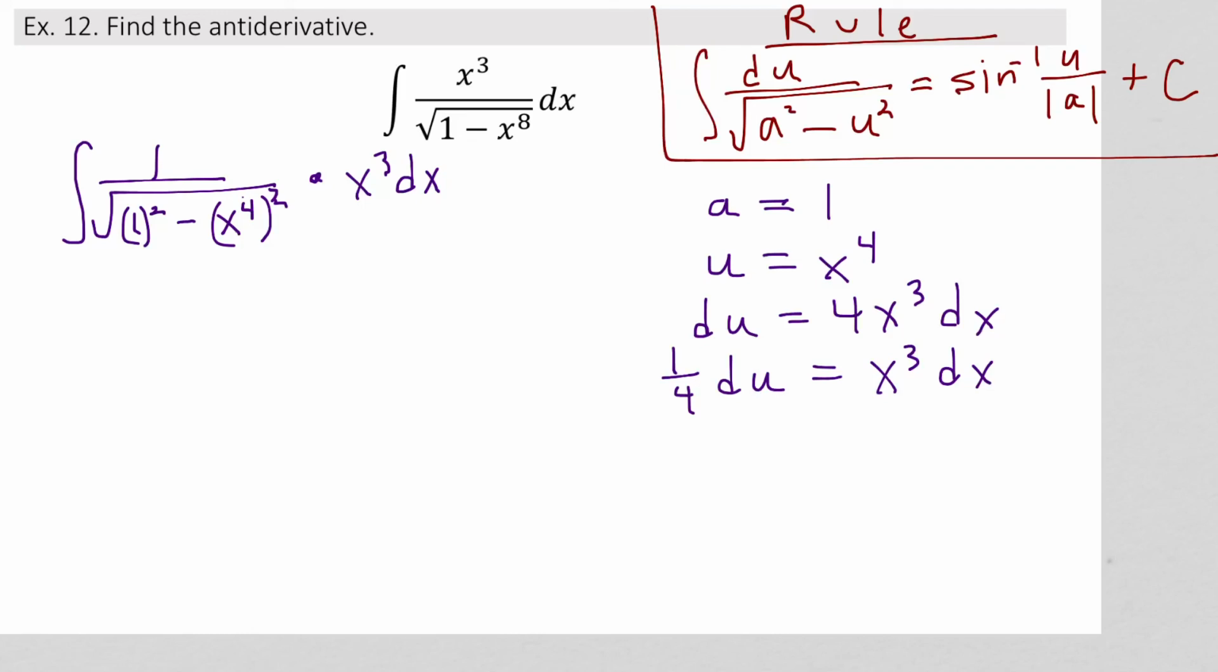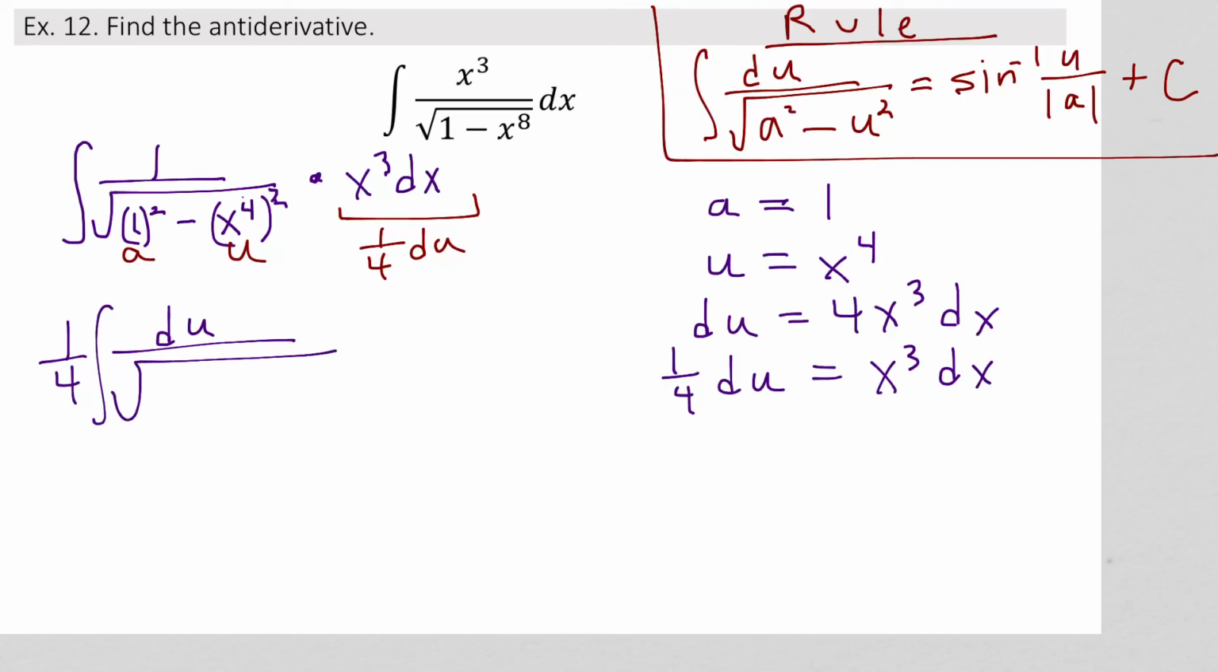So I've got u here. This is your a. And this over here is 1/4 du. All right, so now I can set my 1/4 outside the integral. I could put my du in the numerator, and then my square root of a squared minus u squared in the denominator.